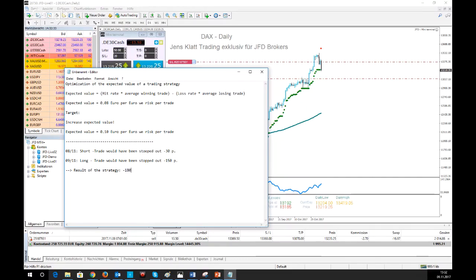Minus 180 points. So now you might say, okay, what a bad strategy, right? It loses money. I mean, we all know that no strategy out there works all the time. Okay, so in fact, there will be days when the strategy works really good, and there will be days when the strategy doesn't work at all.